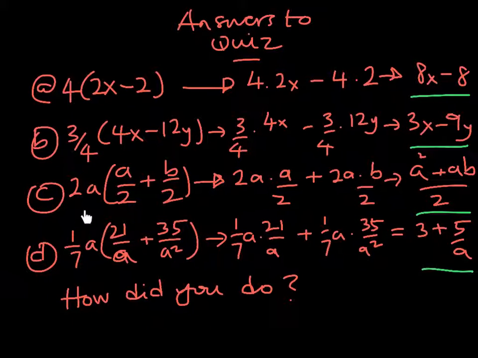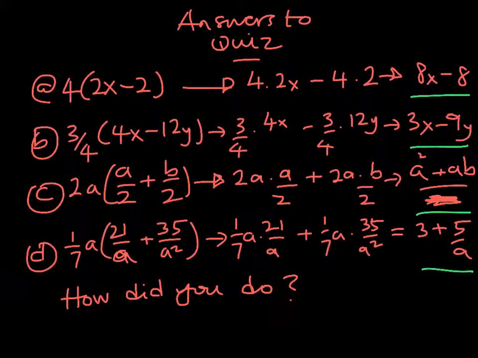Okay, what about 2a into a over 2 plus b over 2? So it's 2a multiplied by a over 2 plus 2a multiplied by b over 2. So here the 2 cancels out, so you have a squared. Here the 2 also cancels out, you have ab. So a squared plus ab is the answer there, not over 2, because the 2 has already cancelled out. So it's a squared plus ab.